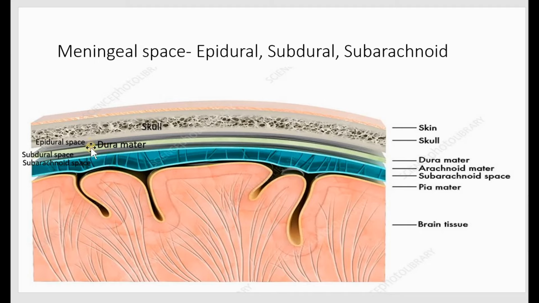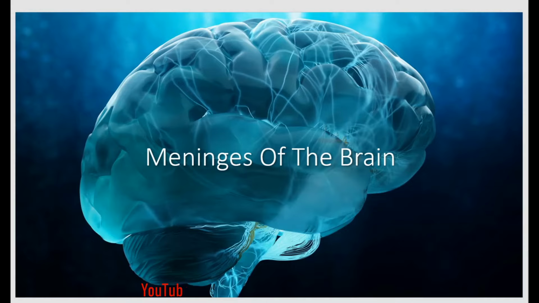Clinically, these spaces are very important because you may see cases where there is a collection of blood in the epidural space, which is called epidural hematoma. If there is a collection of blood in the subdural space, it is called subdural hematoma. Or if there is bleeding into the subarachnoid space, it is called subarachnoid bleeding, whereas bleeding in the brain tissue is called intracerebral bleeding. So today we saw meninges of the brain.